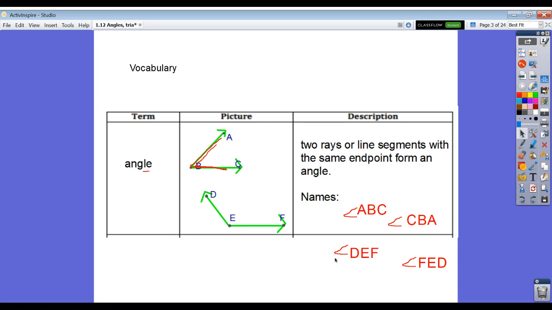No, not anymore, because this symbol stands for angle. And now we're talking about angles. We're not talking about line segments.